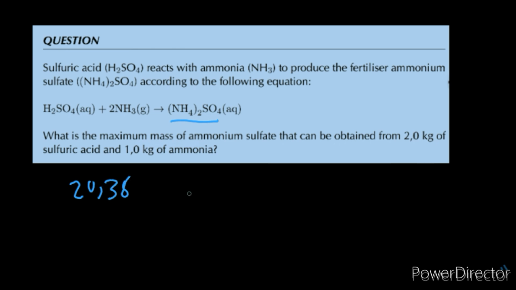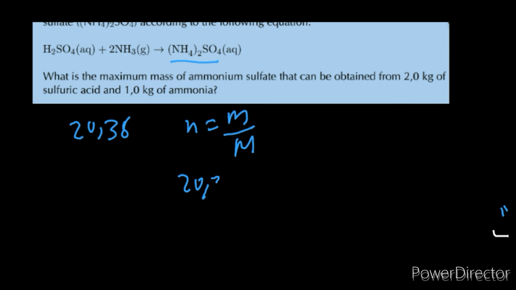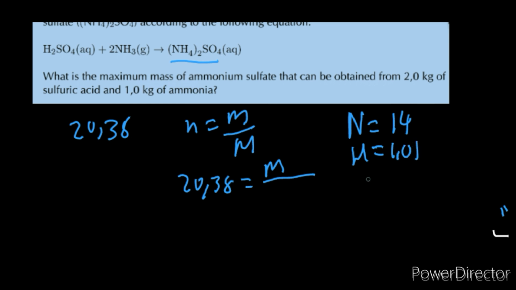So from there, we have to find the mass that will be produced by the limiting reagent. So it's going to be n is equal to small m over big M. So then we're going to end up having 20.38. We do not know the mass, that's what we're looking for. And then the molar mass, we have to use the periodic table. But we have already done it, so I'm just going to list them. So notice that the one for nitrogen was 14, right? And the one for hydrogen was 1.01. And then the one for sulfur was 32.1. And then the one for oxygen was 16.